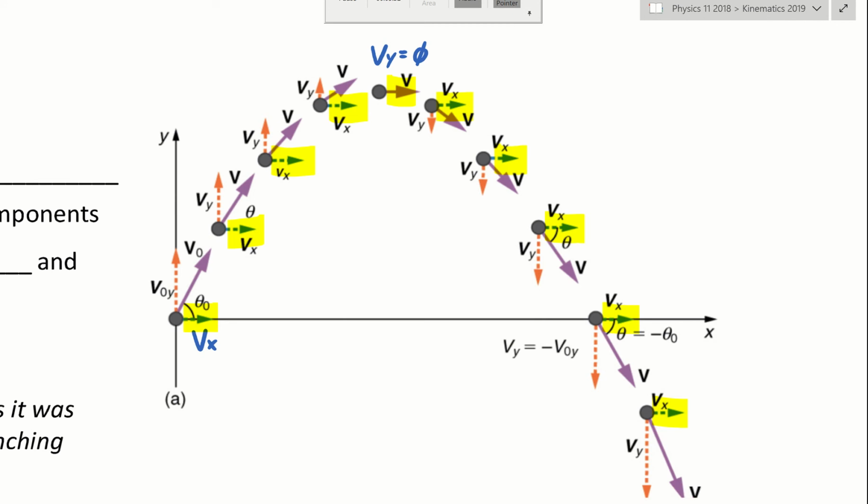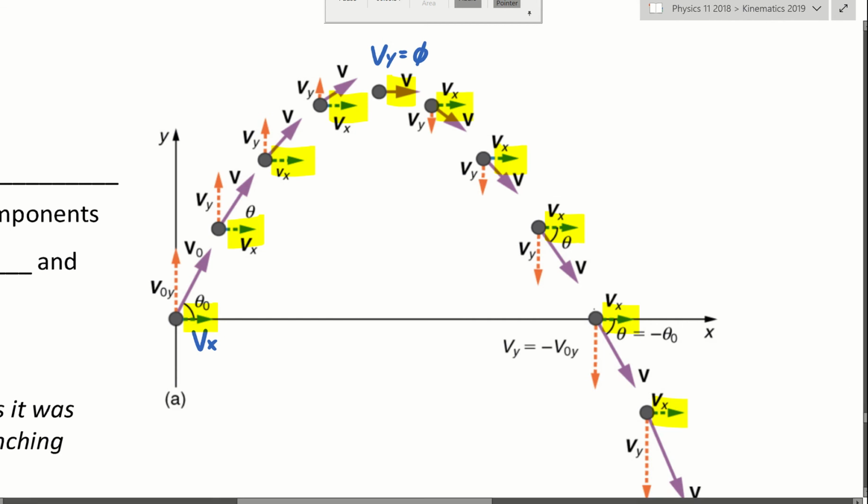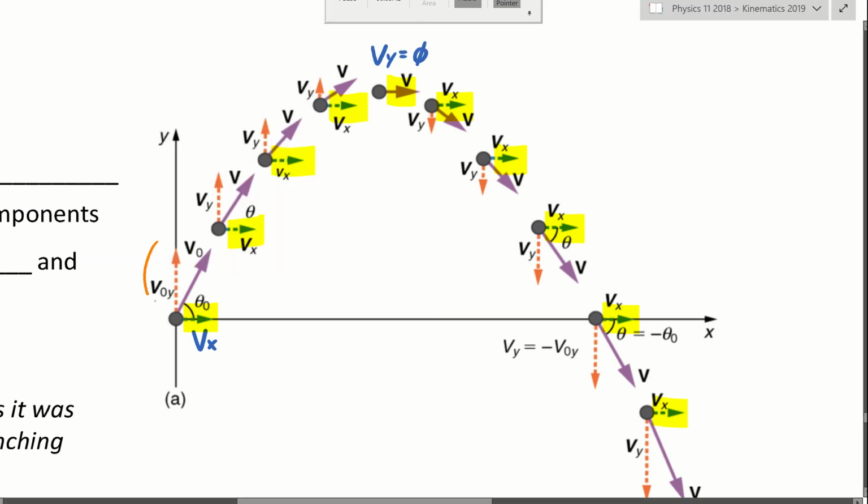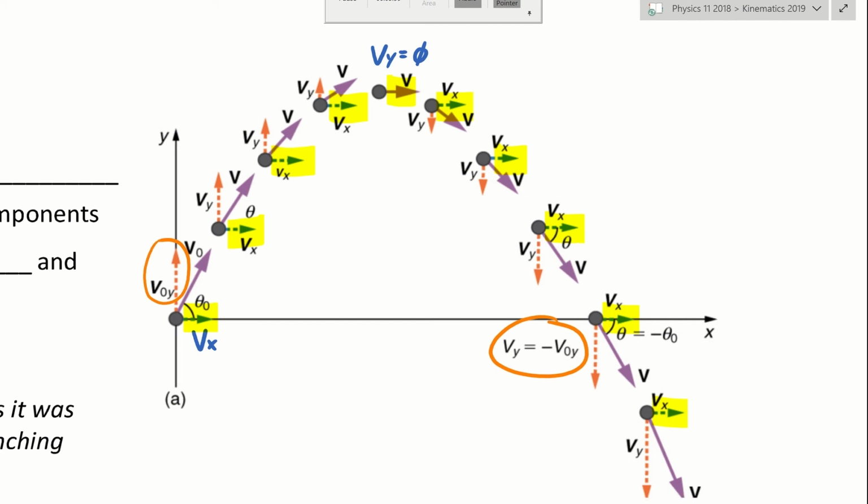And if you catch the object at the same level that you release it, what we said before is still true. What goes up must come down with the same speed, just opposite to each other. So what goes up is your V initial Y. What comes down is your V initial Y with a negative in front, if you catch the object at the same level that you release it. Okay, so that is only true if you catch the object at the same level you release it.